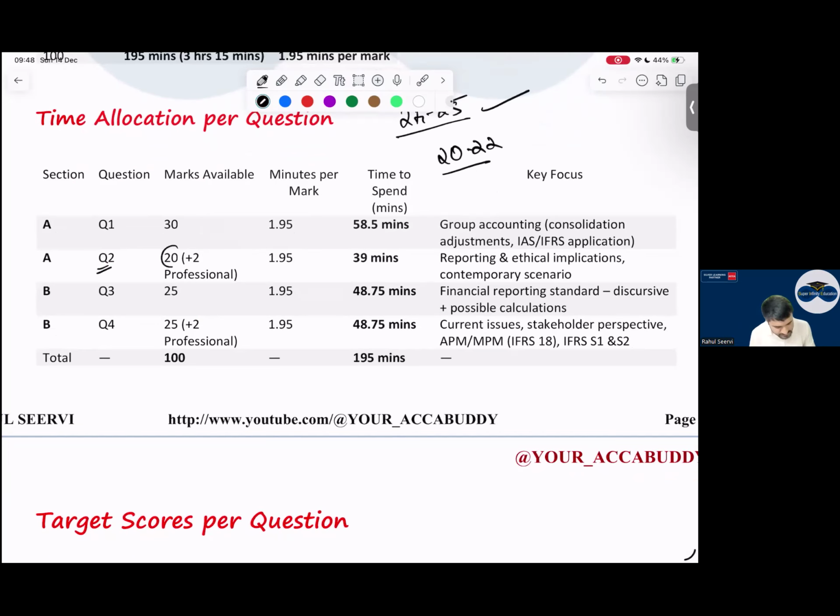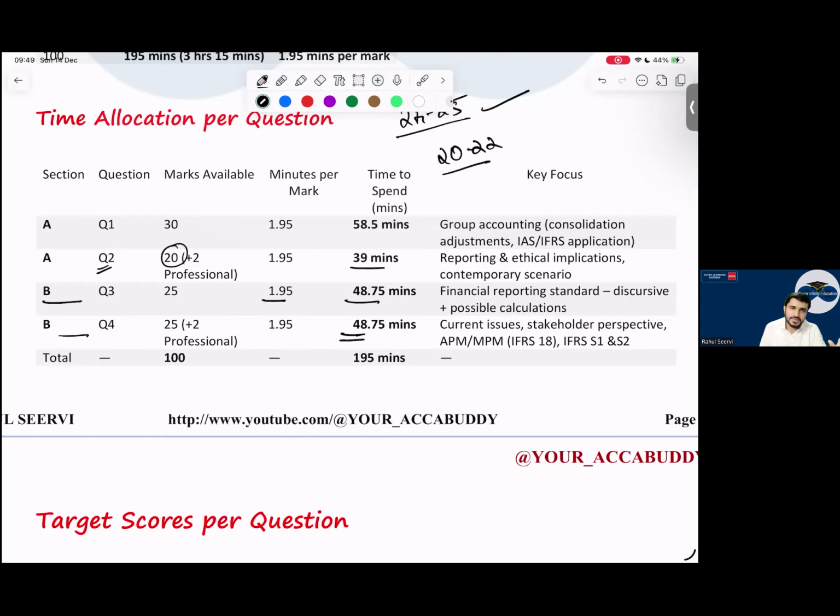Then question number 2. It is 20 marks. So what is the time you can allocate? 40 minutes, not more than that. Yes, sir. This is also clear to us. Then question number 3, 48 minutes. Question number 4 also 48 minutes, not more than that. Is this clear to everyone? Per mark, what is the time you have to allocate? 1.95 minutes. So when you're practicing any past paper also, keep that in mind.